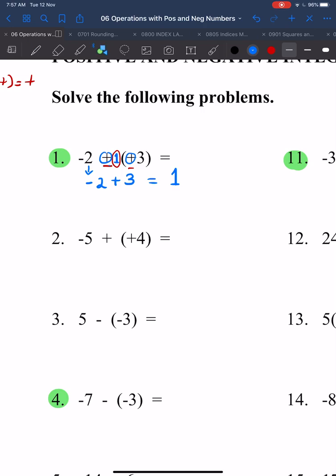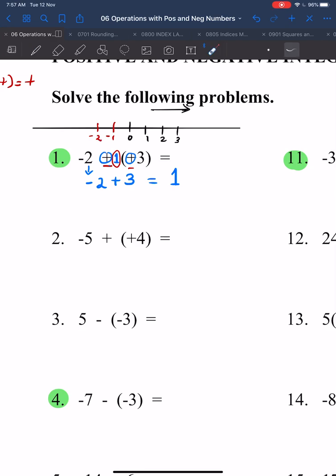Now, for those of you who are quite confused, why is the answer 1? Let me bring you Mr. Number Line. So this is 0. And as we know, positive numbers go to the right. So this is 1, 2, 3. Negative numbers go to the left. Negative 1, negative 2.